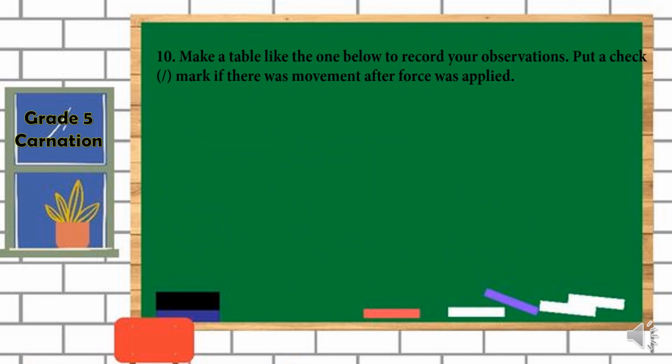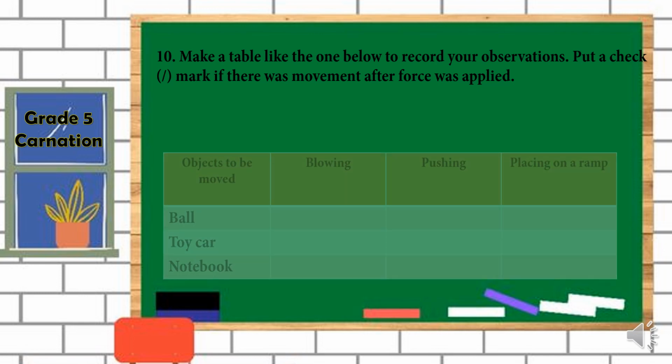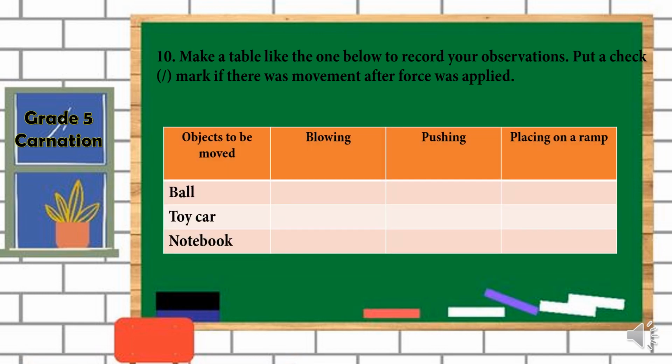And number 10, make a table like the one below to record your observations. Put a check mark if there was movement after force was applied. So we have 4 columns, and the first column is objects to be moved. So we have the ball, toy car, and notebook. For the second column, we have blowing. The third column, we have pushing. And the last column, we have placing on a ramp.